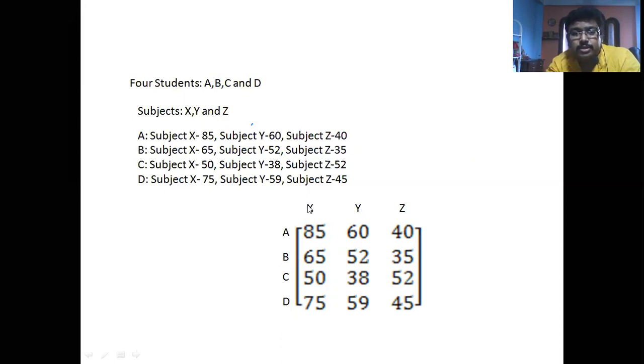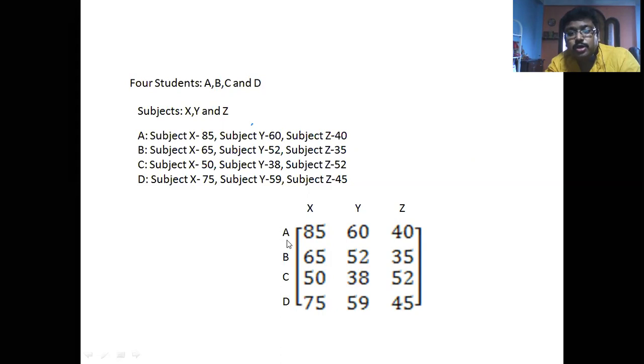Student A obtained 85 in subject X, and student B 65 in X, and student C 50 in X, and student D 75 in X. And student A obtains 60 in Y, and 52 is obtained by B, 38 is obtained by student C, and 59 is obtained by student D.